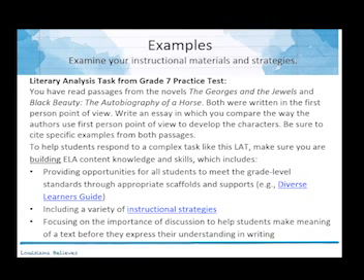So you can look at this from the perspective of providing opportunities for all students to meet the grade level standards by putting in scaffolds and support. Examples can come from the Diverse Learner's Guide, or including a variety of instructional strategies. Again, we have a link to examples in this presentation, and this will also be available in the practice test library tomorrow. And then focusing on the importance of discussion to help students make meaning of a text before they express their understanding in writing.